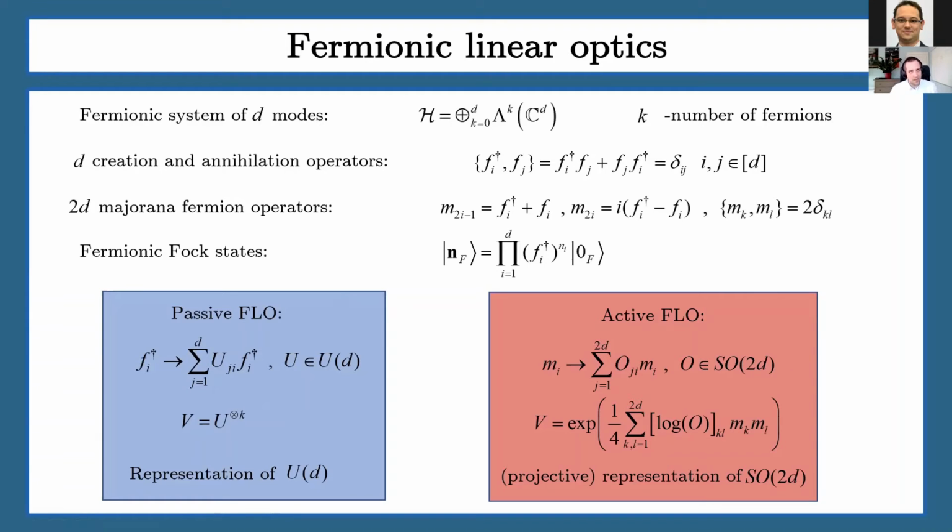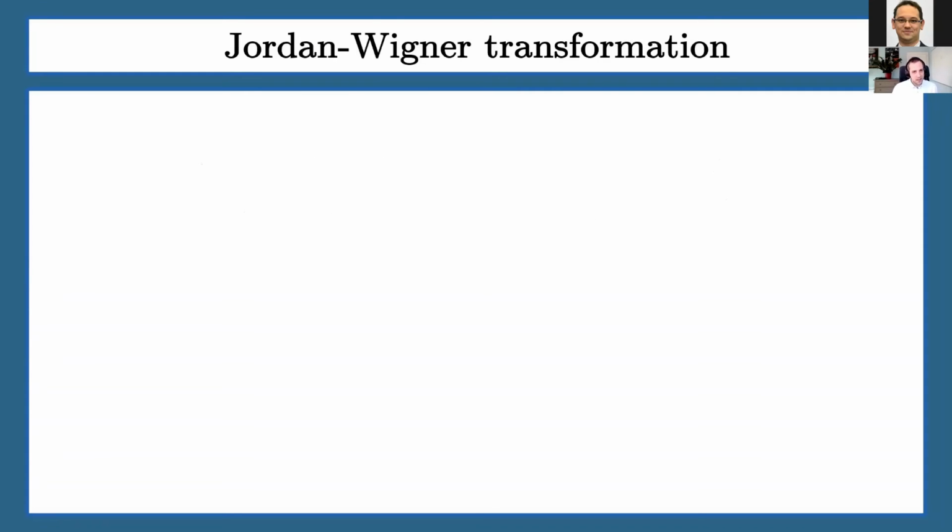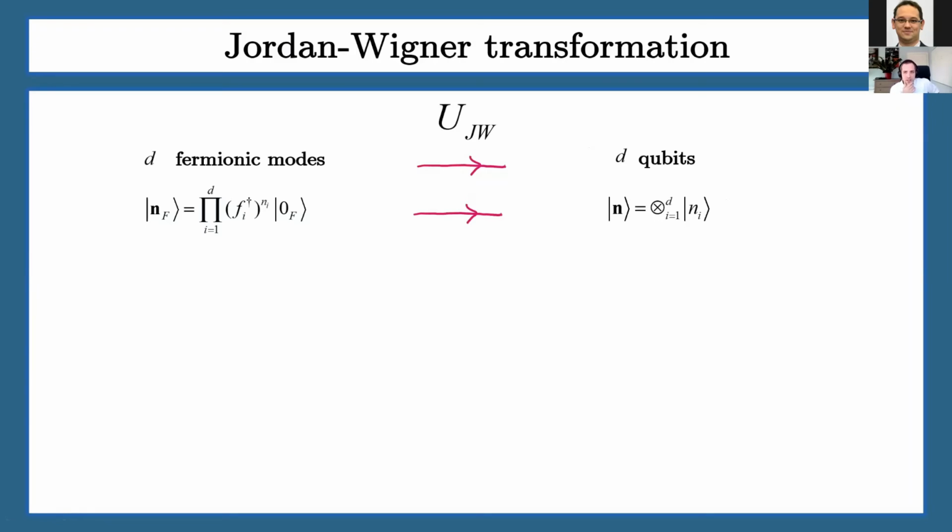So to realize that physically, we are going to map this system to qubits. We use the Jordan-Wigner transformation, which is a unitary map that maps fermionic modes into qubits. So when I have d fermionic modes, I map it to d qubits. And it's very easy to comprehend. Fock states, fermionic Fock states, are given by strings of zeros and ones, because every mode can be either occupied or non-occupied. So you just map it to a bit string that corresponds to d qubits.